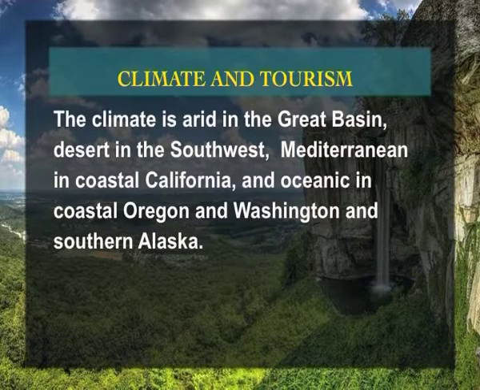The climate is arid in the Great Basin, desert in the southwest, Mediterranean in coastal California, and oceanic in coastal Oregon and Washington and southern Alaska. Most of Alaska is subarctic or polar. Extreme weather is not uncommon, as the states bordering the Gulf of Mexico are prone to hurricanes.